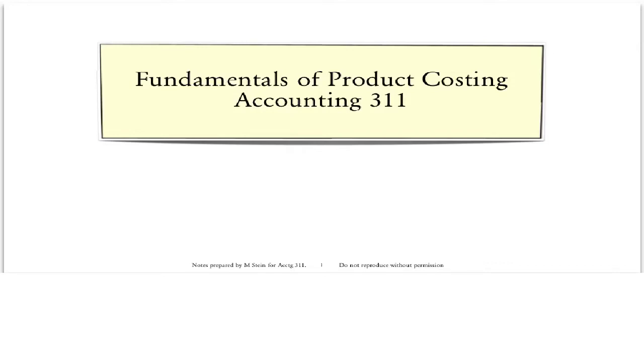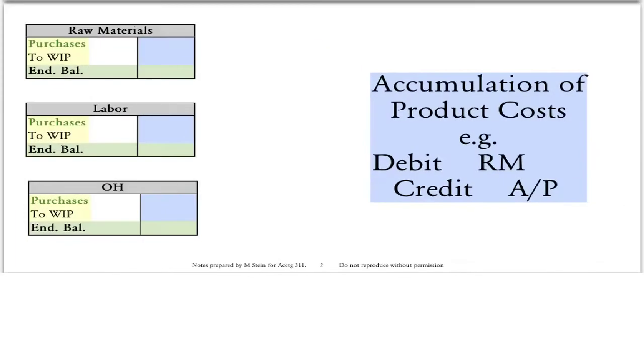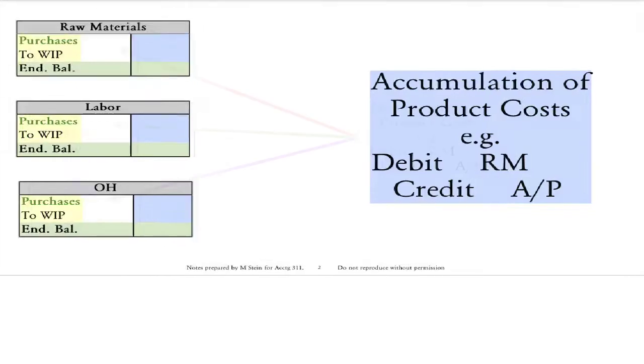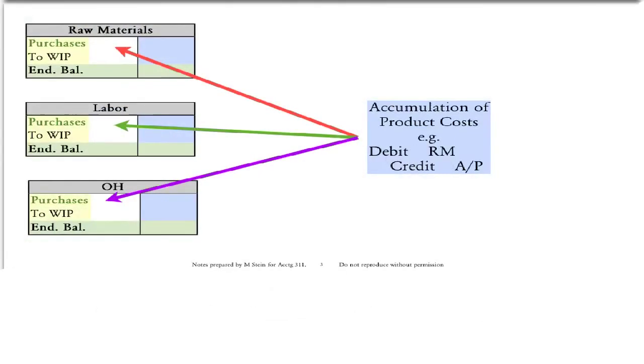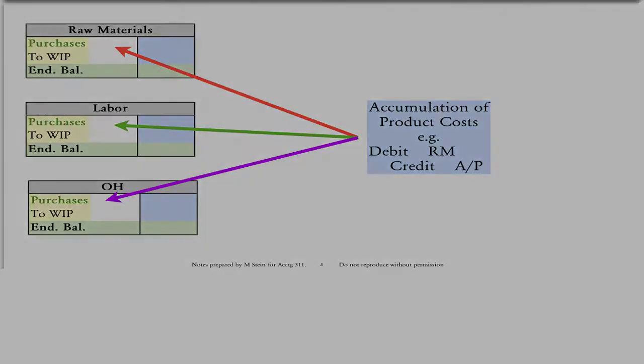Chapter 6 is intended to provide a broad overview of product costing. The accounting process begins with the accumulation of potential product costs in balance sheet accounts such as raw materials, labor, and overhead. Debits to these accounts increase the balances, which later on can be allocated to various types of products.